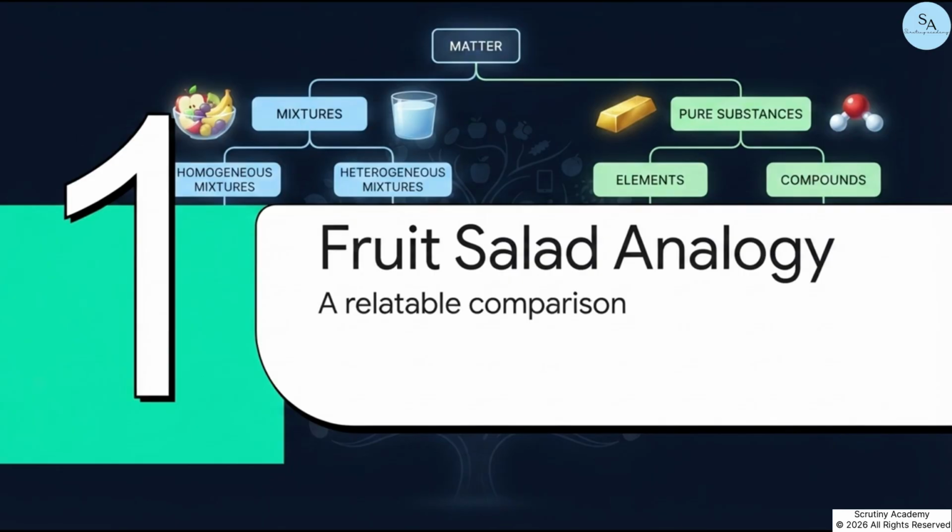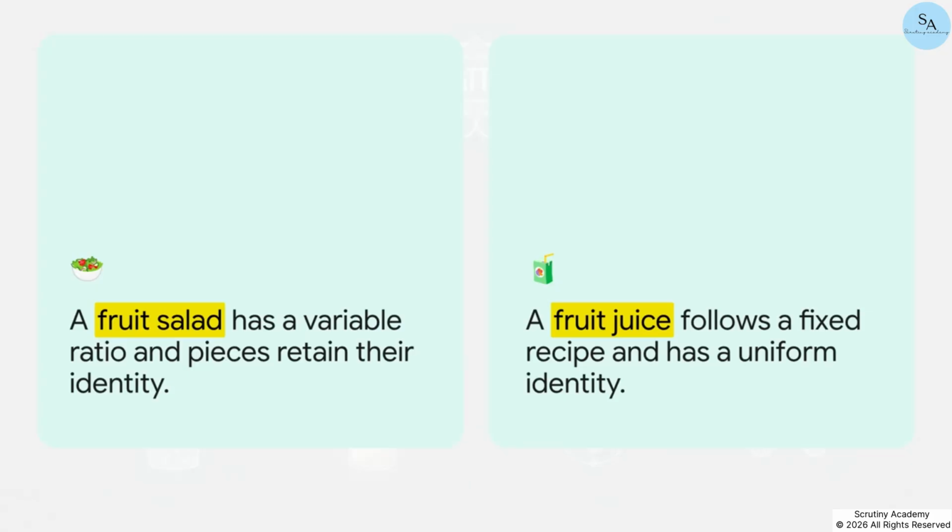It's a relatable comparison to get us started. To really anchor these kind of abstract chemical concepts, let's start in the kitchen. Think about whipping up a fruit salad, right? You might toss in, say, 3 strawberries, a handful of grapes, maybe half an apple. Or maybe you double the strawberries because you love them. It's still a fruit salad because the ratio can completely vary and every single piece of fruit keeps its own individual identity. A fruit salad is exactly like a chemical mixture.